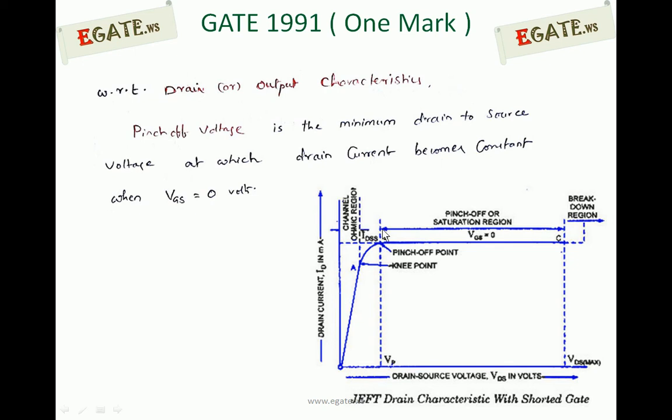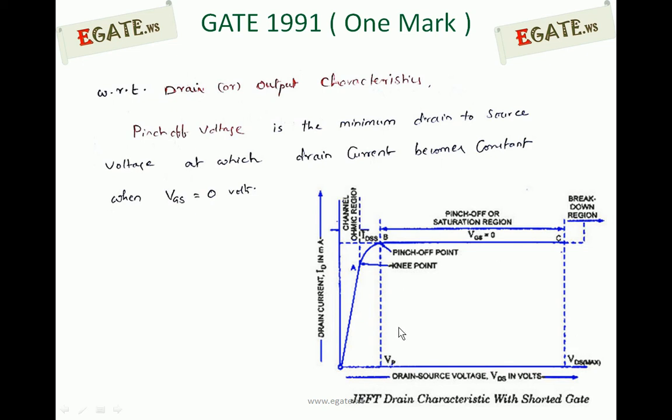Whenever VGS is equal to 0, that is nothing but gate and source are shorted. So that is nothing but JFET drain characteristics with shorted gate. Then you will get the characteristics in this way. As VDS increases initially, the drain current increases linearly. For larger values of VDS, the drain current saturates at point B, and after that, even if you increase VDS, it will be constant, it won't increase any more. At very large VDS, it may break down.